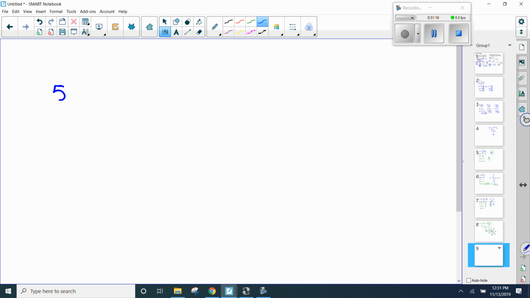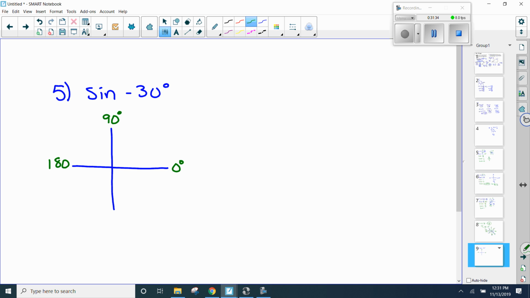Number 5 says the sine of -30. What does that -30 mean? It's in the second quadrant? No. Third? It's in the second, isn't it? Oh, -30. You're going to go down, because negative is going down. So you're going to go down 30 degrees.